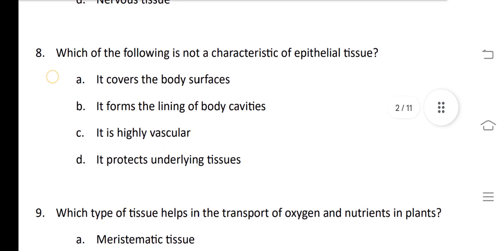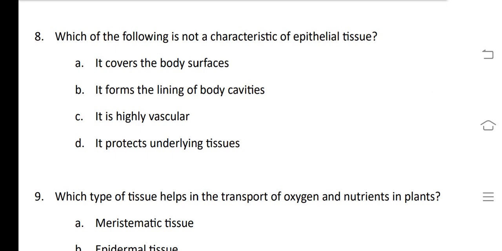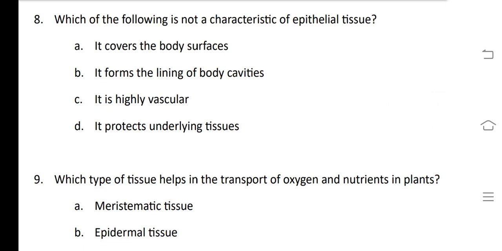Our next question is, which of the following is not a characteristic of epithelial tissue? That it is highly vascular, it is not its characteristic. And all the other 3 options are correct, A, B and D.